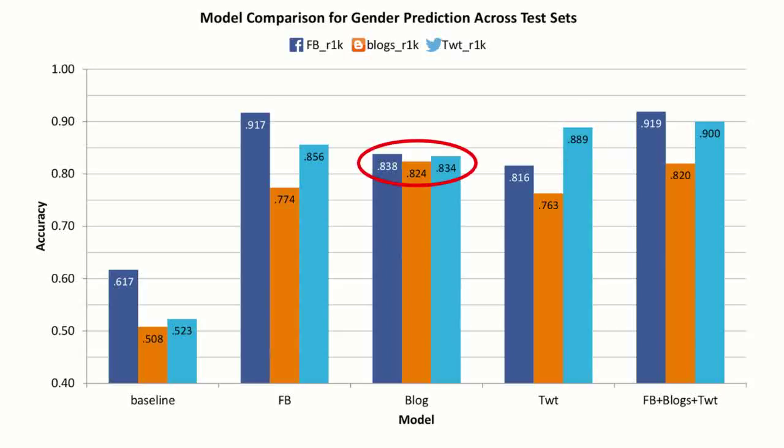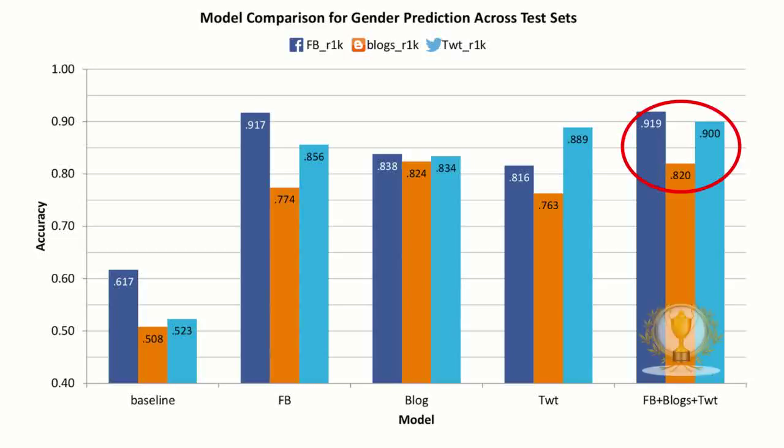Interestingly, a lexicon built on blogger data doesn't perform as well on any of the 3 test sets. This suggests there's something about the nature of blogs that make them harder to extract gender from. The gender prediction is overall the best when building the lexicon using data from all 3 domains, Facebook, Twitter, and blogs. In fact, the 91.9% accuracy on Facebook is in line with the state-of-the-art gender prediction to this day. Since this last lexicon was the most accurate, that is the one we are releasing.